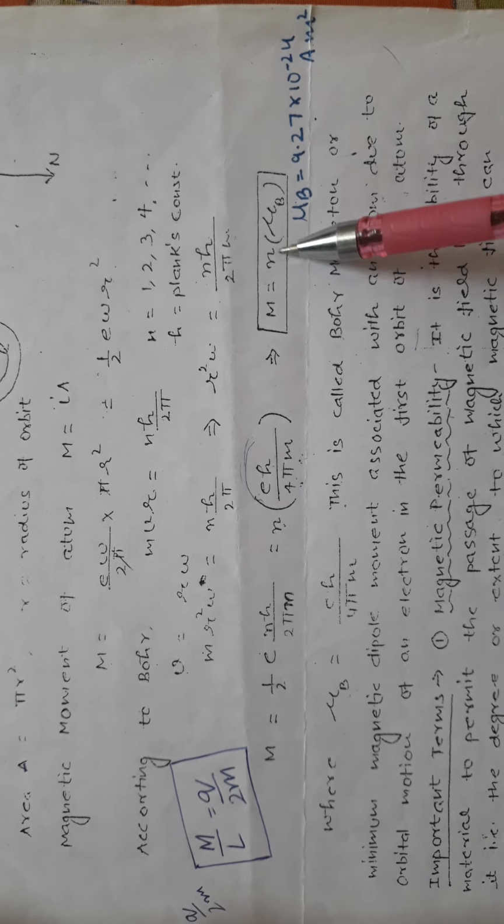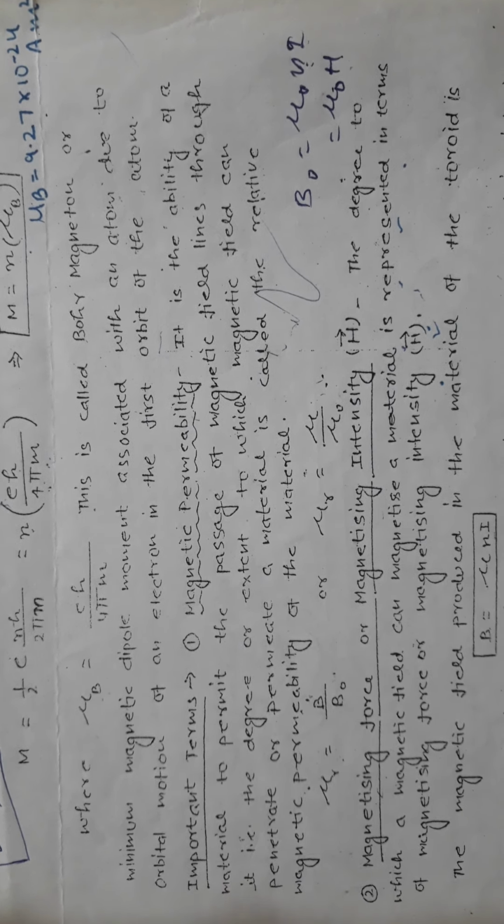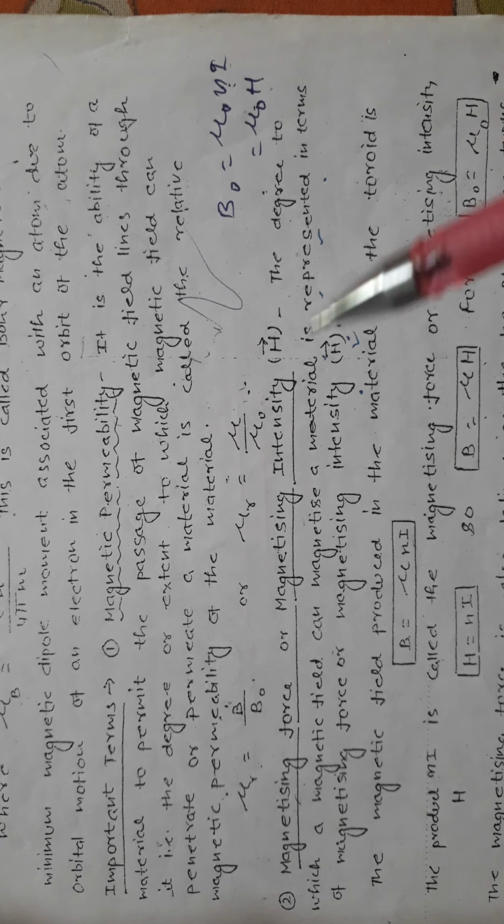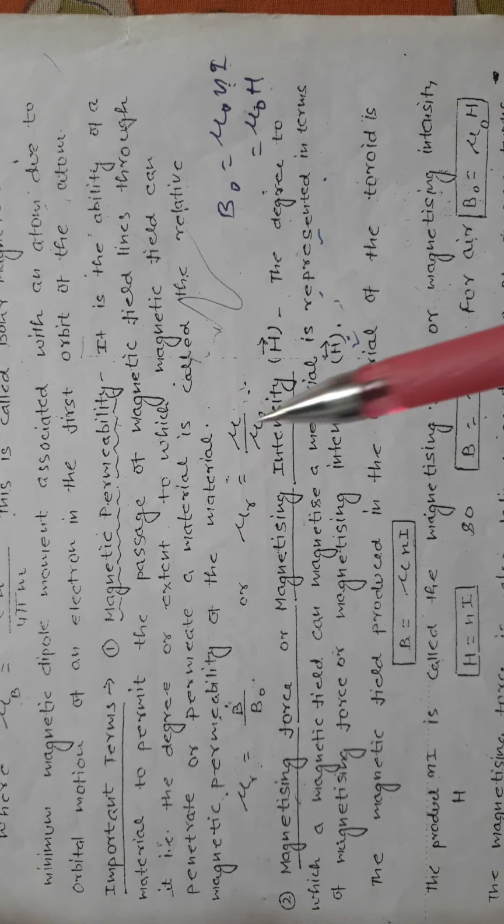So this was the important term we discussed, the magnetic dipole moment of a revolving electron, and the other important term, the Bohr magneton. Now students, we come to the next important physical term. The first term is magnetic permeability. You have already studied this in the previous chapter on magnetic field.